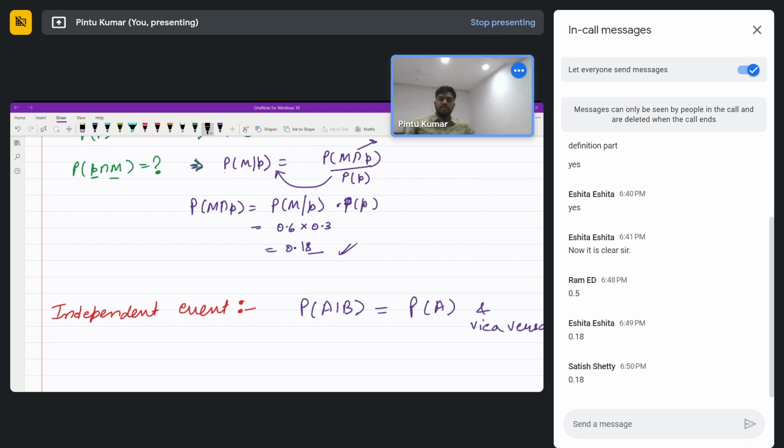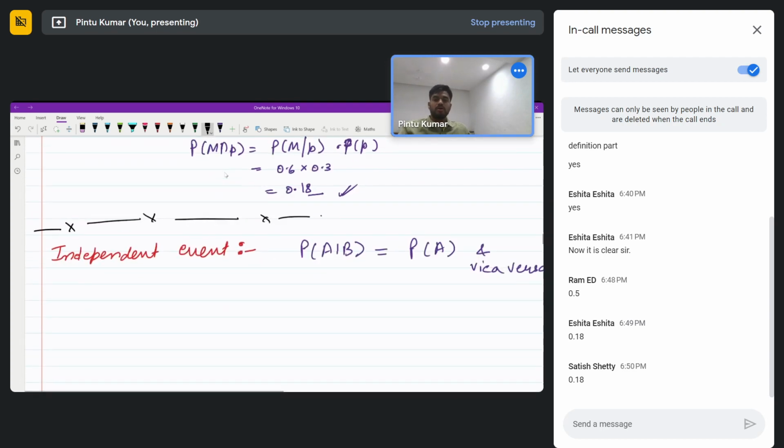So yeah, let's move to the next topic. That is something known as independent events. You call two events A and B independent of each other if the occurrence of one event does not impact the probability of the other event.